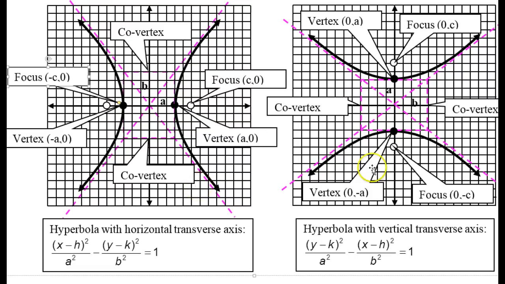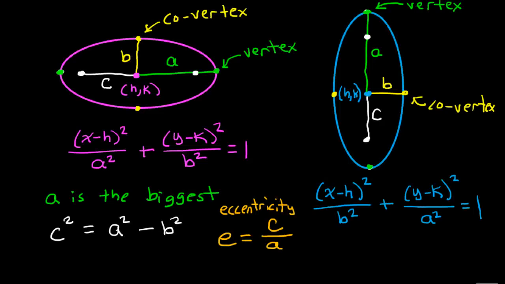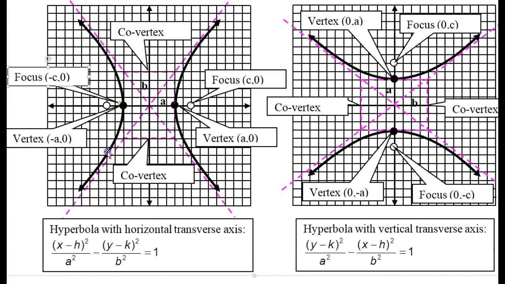Here are the graphs of two hyperbolas. We're going to compare and contrast with what we know about ellipses. So notice that a hyperbola has two branches. We will consider this to be a horizontal hyperbola when it opens to the left and to the right, and we will consider it to be a vertical hyperbola when it opens up and down like this.